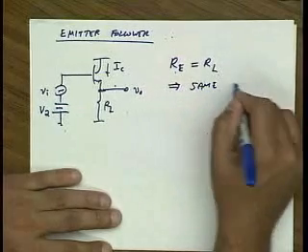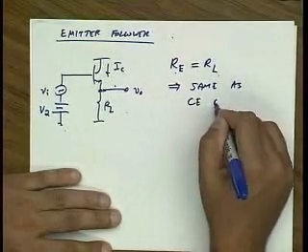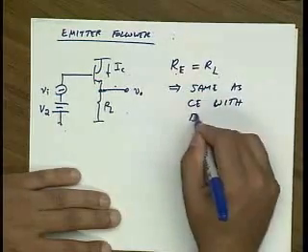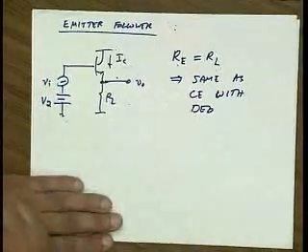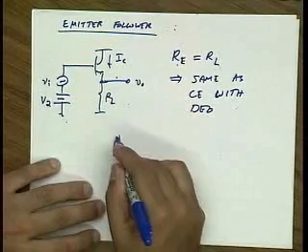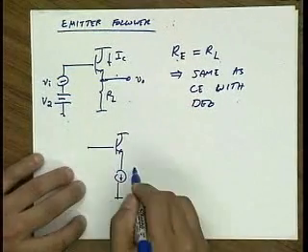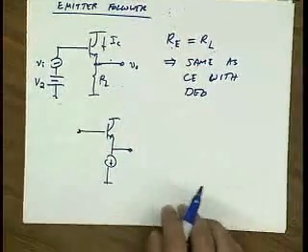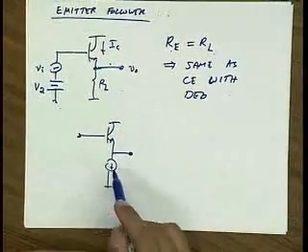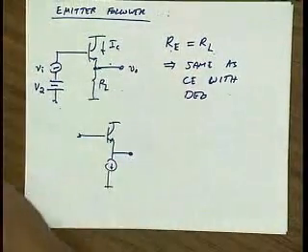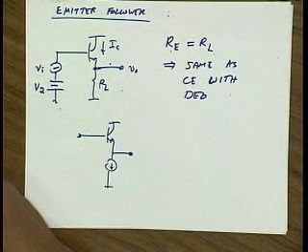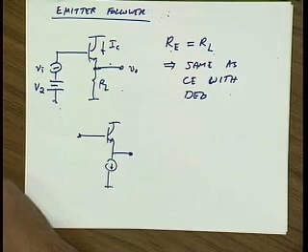So it's the same as common emitter with degeneration. So in fact, the way we usually build followers is with a current source. And because this degeneration is very large, we see that these amplifiers are actually pretty linear stages. Okay?